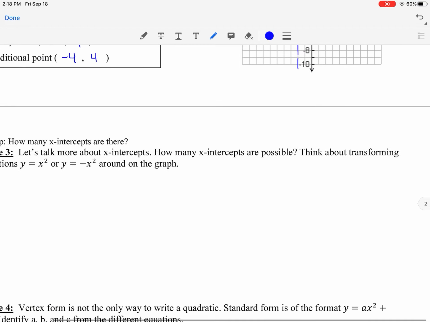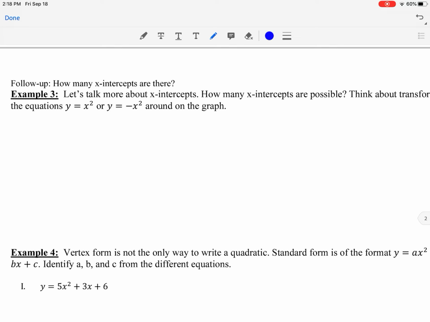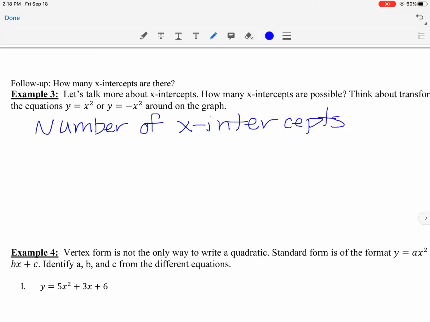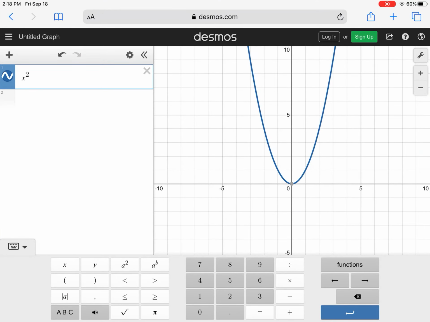But there are more options than this. So we know that 2 is an option. So, number of x-intercepts. We know that 2 is an option based off of our graphs above. Okay, so 2 is an option. And let's actually do some changes. So here's our x squared graph.